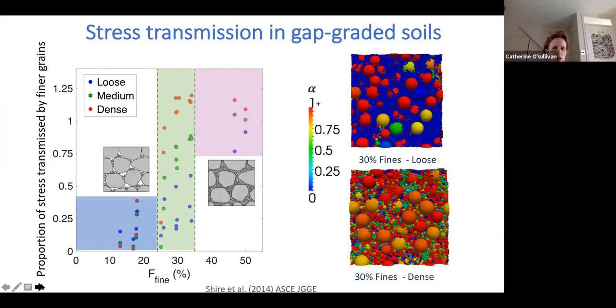I've done a lot of work then on gap-graded materials. So looking at situations where you have a mixture of big particles and small particles. These are important because if the small particles have very low stress, such as in this picture here, where alpha is a measure of your stress and your fine particles, they can be washed away when fluid flows through the material.